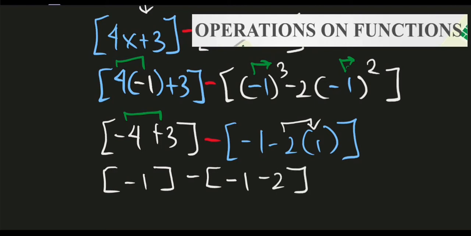Alright? So by simplifying this given expression, we have this set of values. So it will give us negative 1 minus, negative 1 minus 2 is actually equal to negative 3. Right? So we have negative 3.